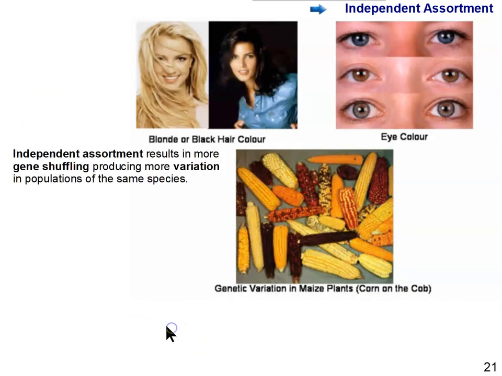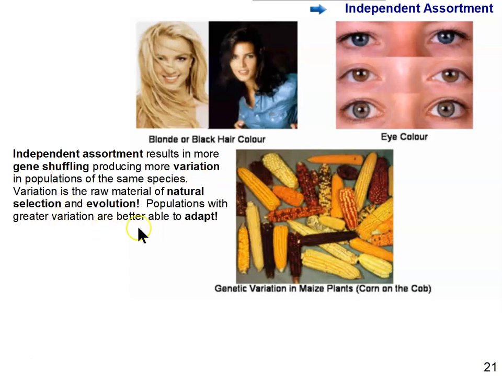Well, independent assortment means that there's more variation in populations and species, which you know is important because it's the raw material of natural selection and evolution. Without variation, there's nothing for natural selection to work with. Therefore, there's not going to be evolution and adaptation to a changing environment, like a changing Earth, like climate change.